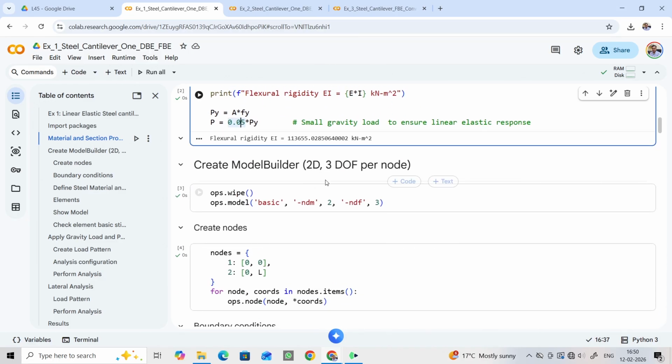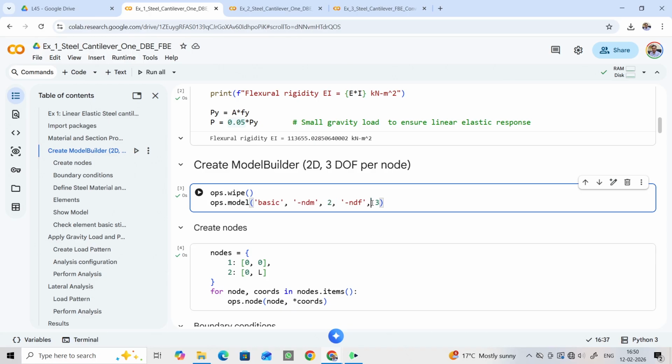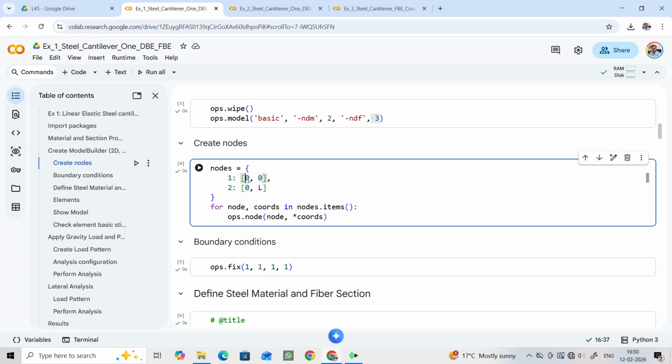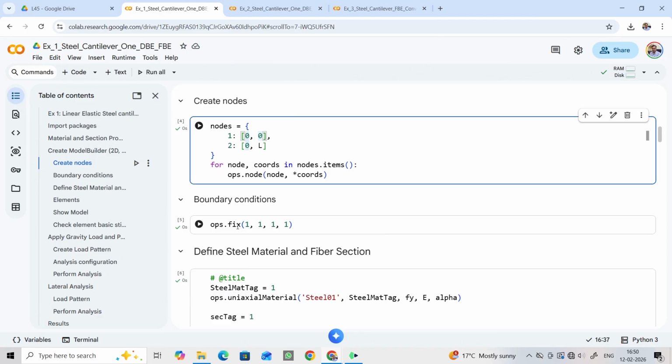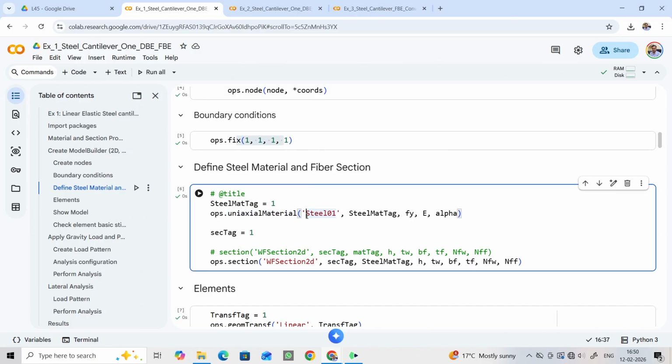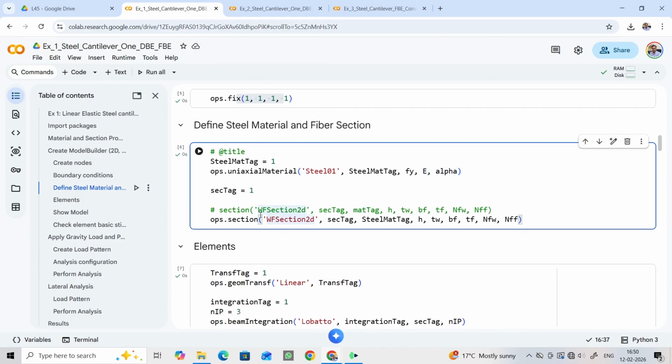And then we create the model. This is 2 dimensional, per node we have 3 degrees of freedom, because we are dealing with beam column elements. This is node 1 at 0 0, node 2 is at 0 and L. So, create the nodes, then the bottom node is fixed, and here I am using Steel01 material, which is bilinear plastic. So, material tag 1, Fy, E and alpha, and again this was done earlier. We are doing the section discretization using the WFSection2d command. This is the section tag, steel material tag, H, TW, BF, TF, NFW and NFF.